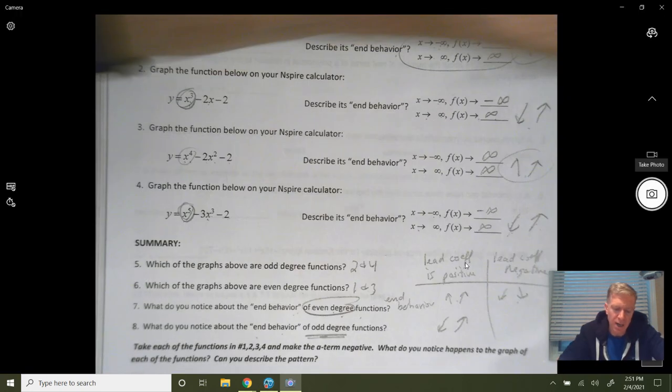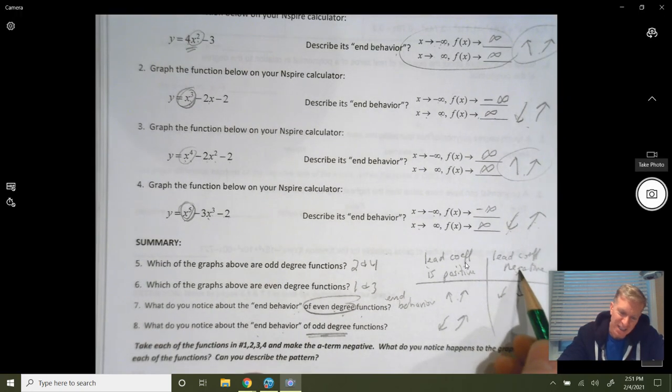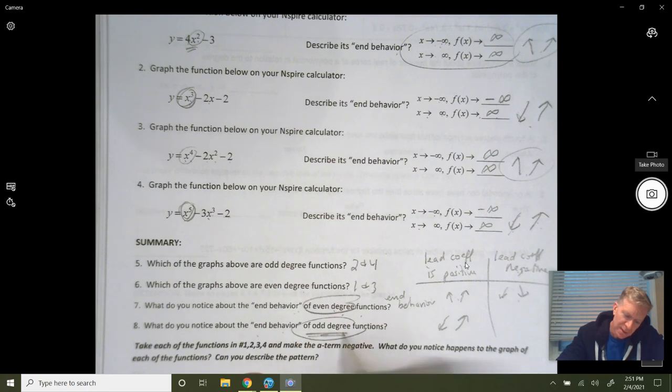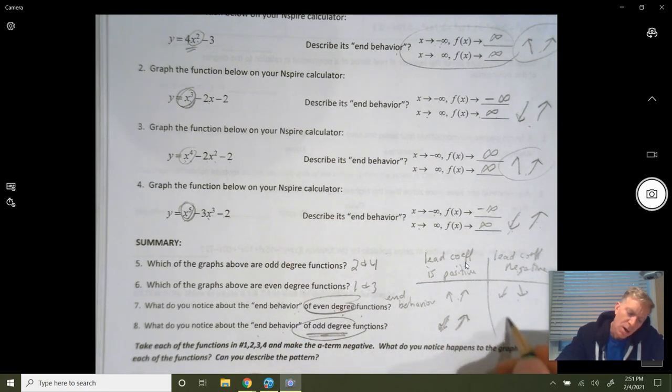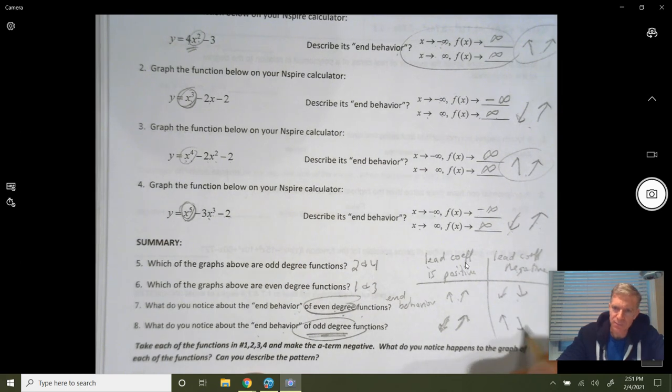So there's a pattern. If the lead coefficient is negative and it's odd degree, now instead of being down on the left, up on the right, it's up on the left, down on the right.